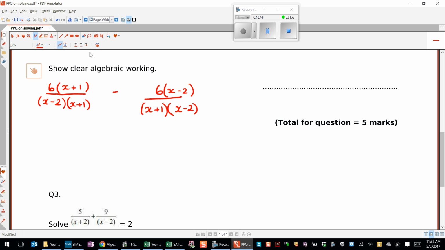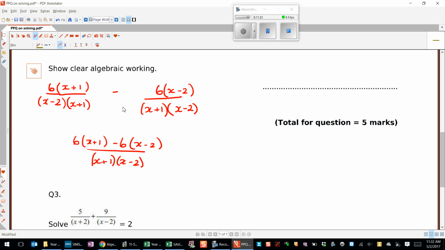Well, we've got a subtraction to do, haven't we? So when you subtract, what happens? The denominator, we only have one of them, x plus 1, x minus 2. And what ends up on the top? This subtract this. Yeah. So then we have 6 times x plus 1 minus 6 times x minus 2. Now what do we have to do? Now we can sort the top out. We can expand and simplify.